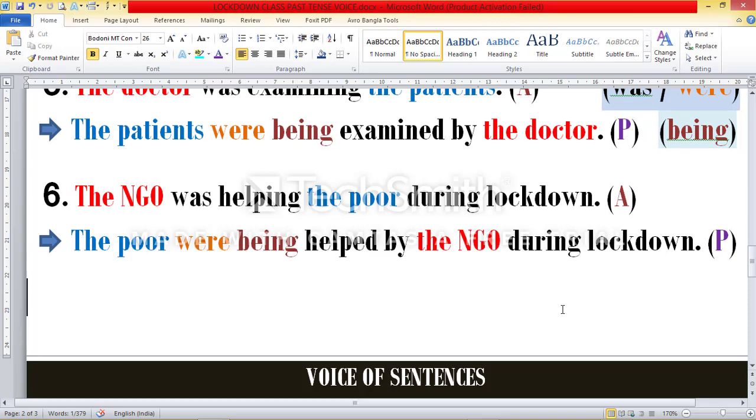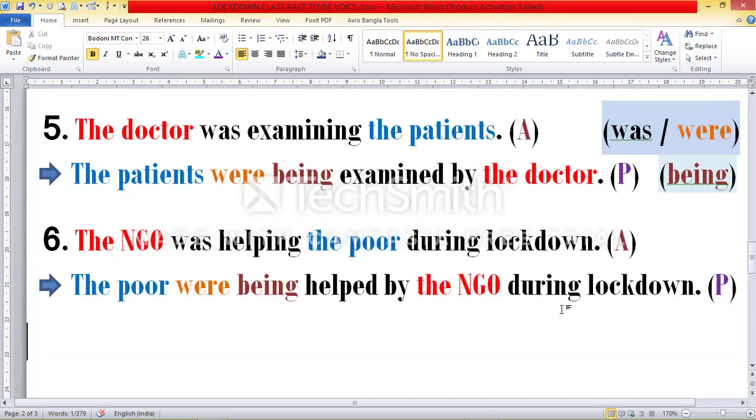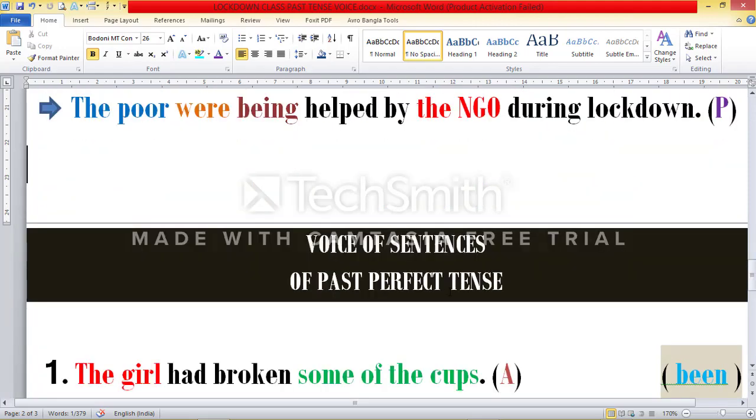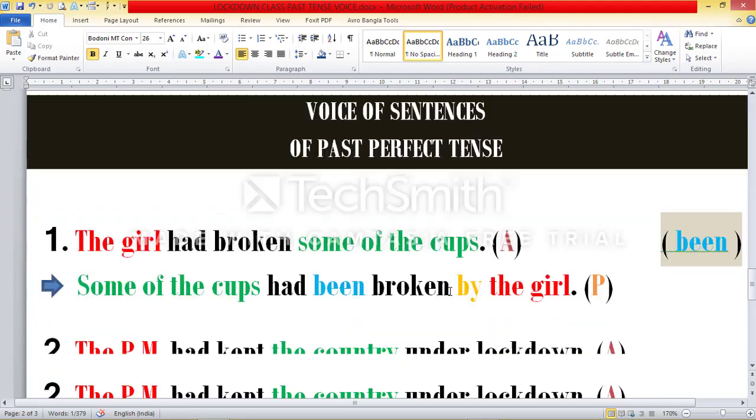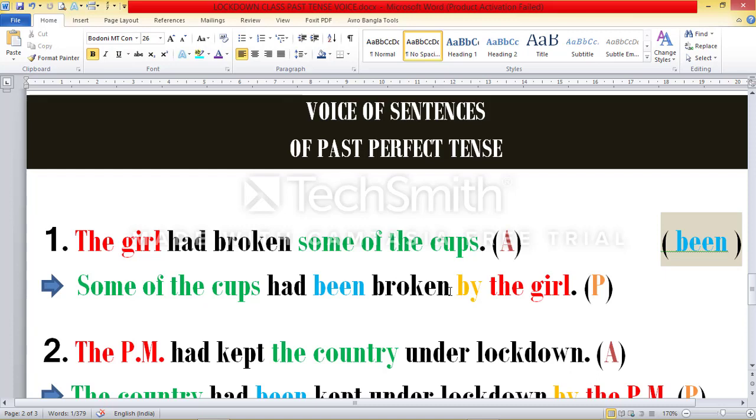So this way you have to change from active into passive of sentences which are of past continuous tense. Now let's go to the third type of past tense, that is the past perfect tense. It is much easier to change from active into passive voice of sentences of past perfect tense.